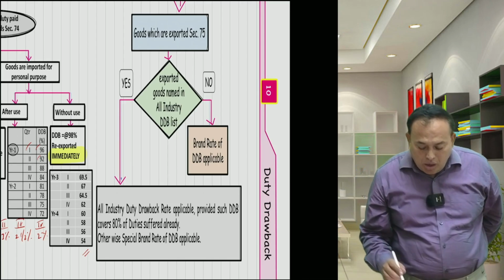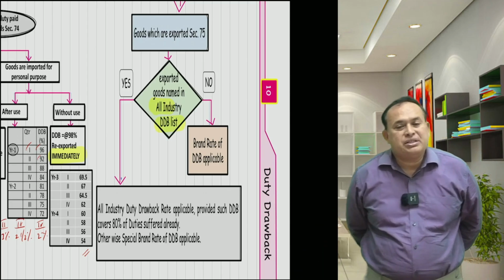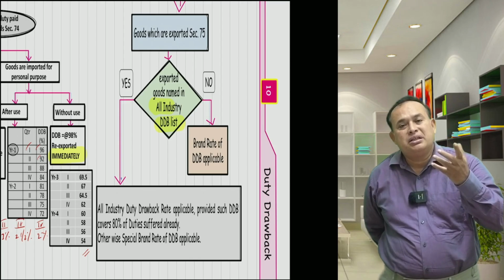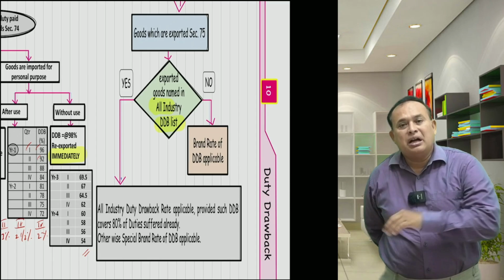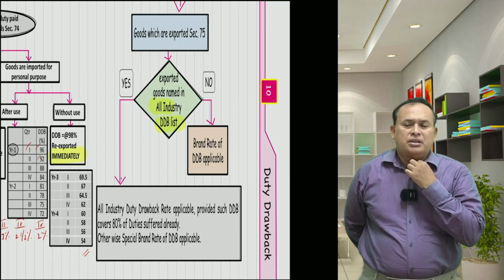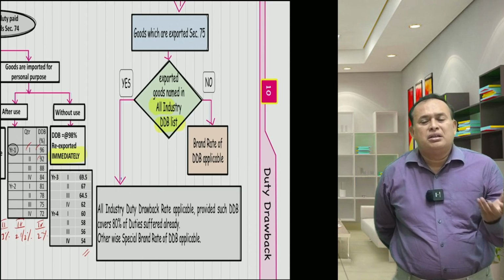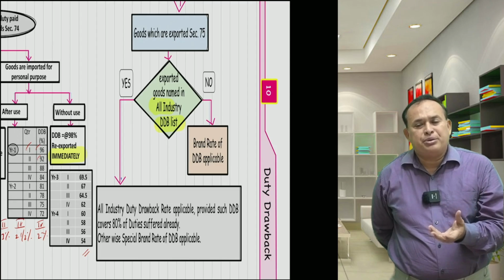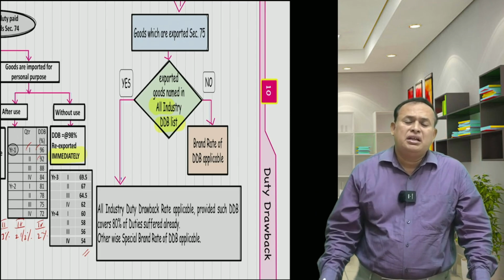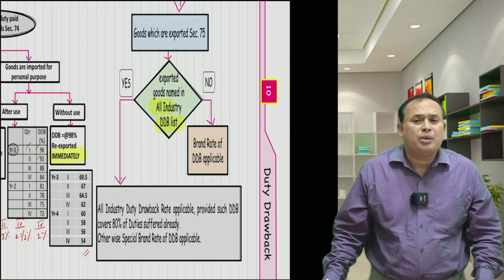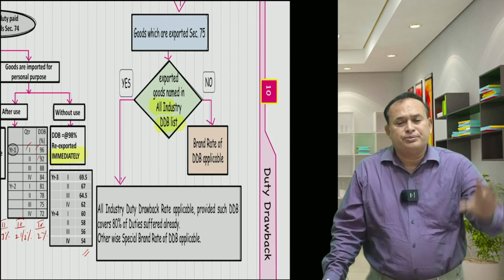When the all industry duty drawback is applicable? When my exported product is named in the all industry duty drawback applicable list: general goods like cloth, pen, paper, drinking water bottle, laptop. If one can find the goods in the all industry duty drawback rate applicable list, then the all industry duty drawback rate is applicable.